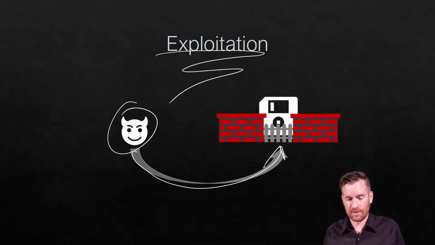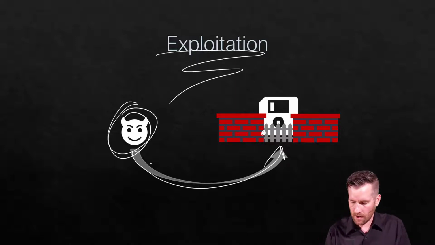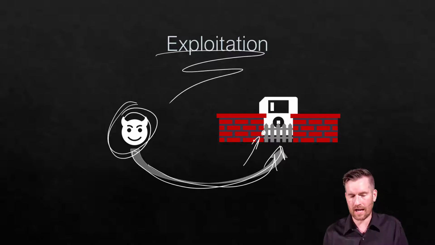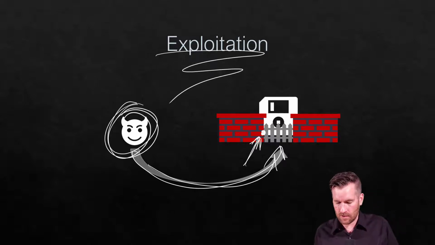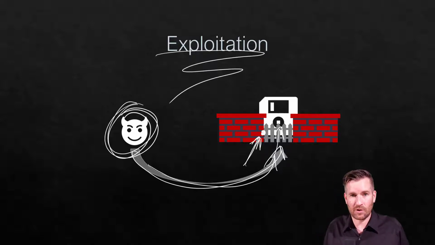So an example that we gave was there's a lock on this gate. And so maybe this hacker knows how to pick that particular lock that is on the gate. And so what that hacker is doing is it's exploiting a weakness in this technology to get to the data. And so that is exploitation.